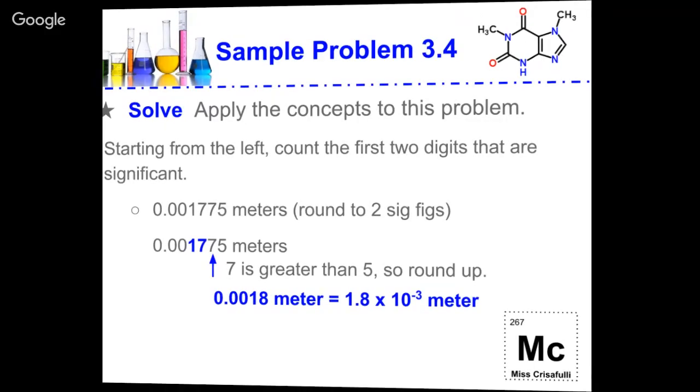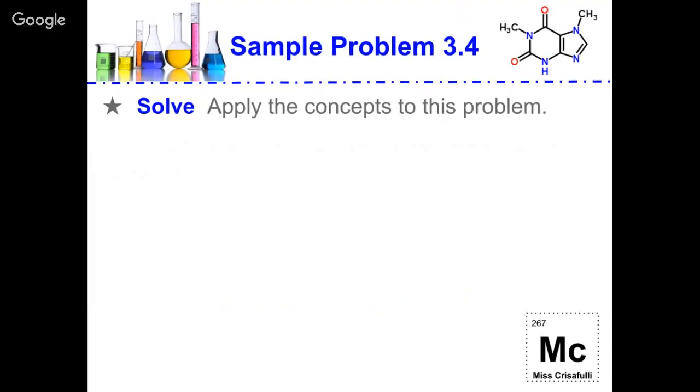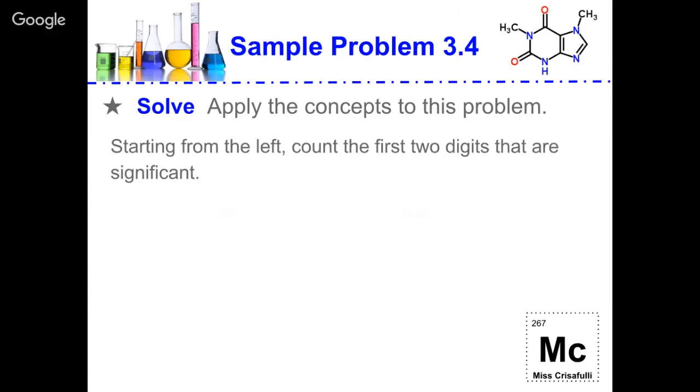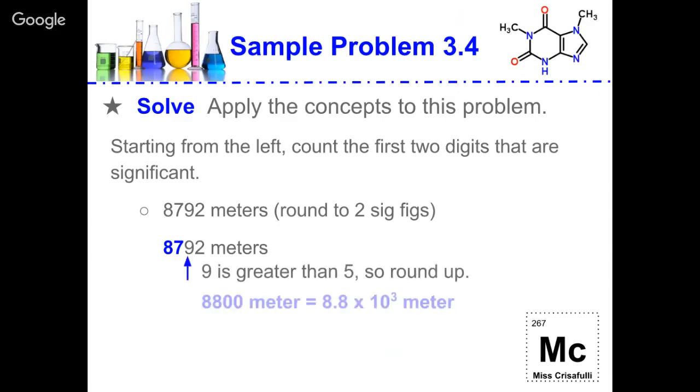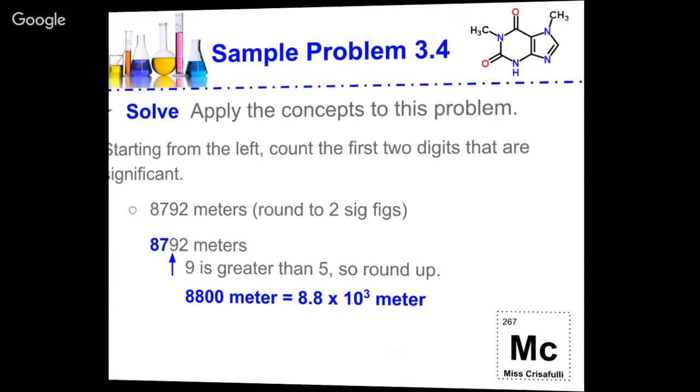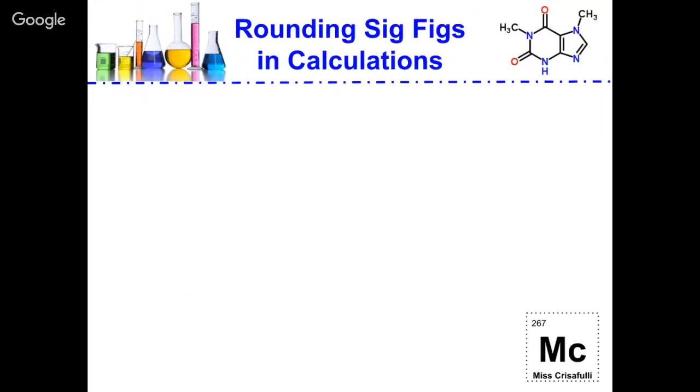Now let's look at the last problem. We're going to start from the left and we're going to count 2 digits that are significant again. So our number was 8,792 meters and we need to round it to 2 significant figures. So 8 and 7 are significant. 9 obviously is greater than 5, so we're going to round up. So this is going to end up being 8,800 meters. And if we were to write that in scientific notation, it would be 8.8 times 10 to the third meters. So that's how you round our numbers.